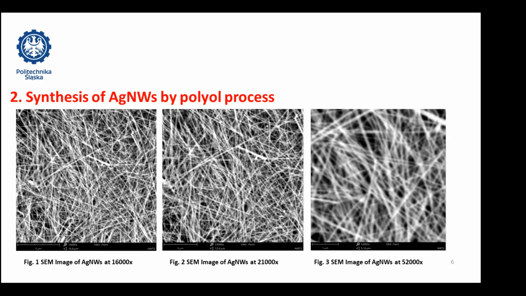Because if you see, silver nuclei has two faces, one is 100, the second one is 111. So this PVP basically attaches itself to the 100 phase, and in this way the silver ions are directed to the 111 phase, and in this way they form an anisotropic growth along the 110 direction.